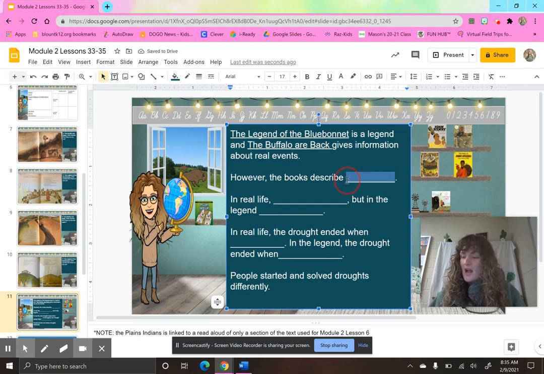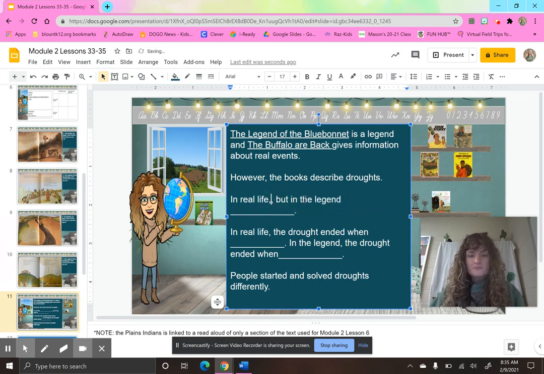They both describe droughts. In real life, so in The Buffalo Are Back, what caused the drought? Look at point 1. In real life, in The Buffalo Are Back, what caused the droughts? Look at point 1 under The Buffalo Are Back. Tell me in the Edpuzzle, what caused droughts in that book? So in The Buffalo Are Back, in real life, the droughts were caused because there were no buffalo.